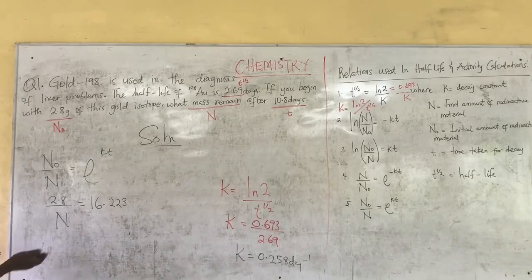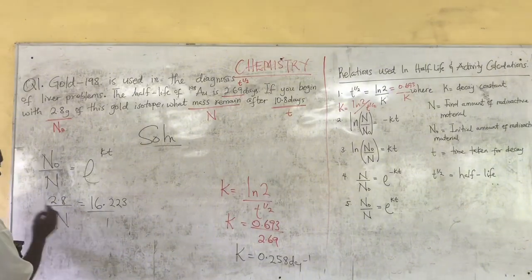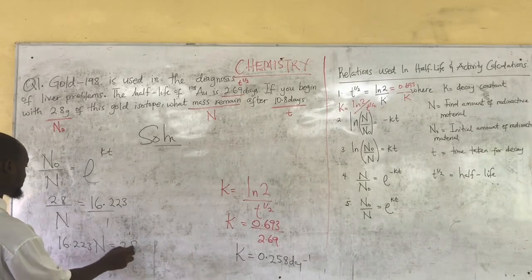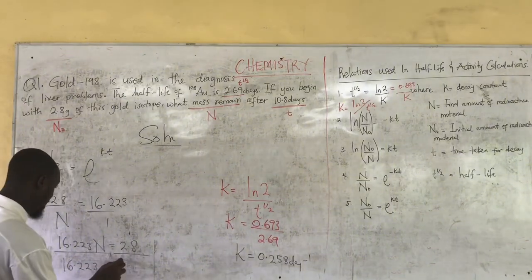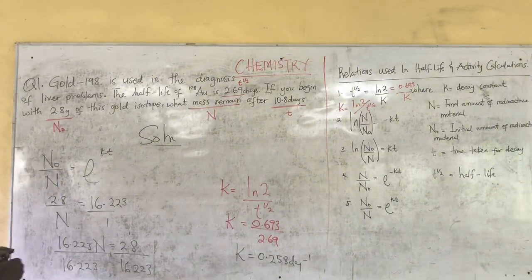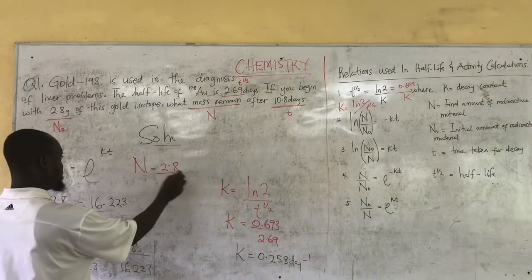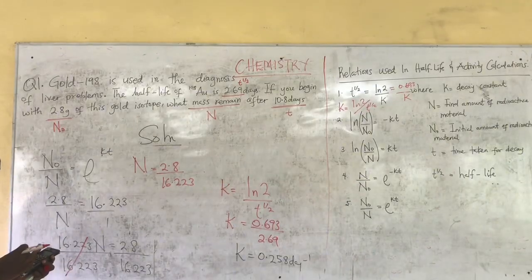Is that okay? So once we get to this point, we can do cross multiplication. So we can say that 16.223 n is equal to 2.8. So we can divide both sides by 16.223 and here too by 16.223. Is that okay? So here we can equally say that this one is going to be eliminated. So we now have n to be equal to 2.8 divided by 16.223. So we have a fraction with numerator 2.8 and then the denominator 16.223.